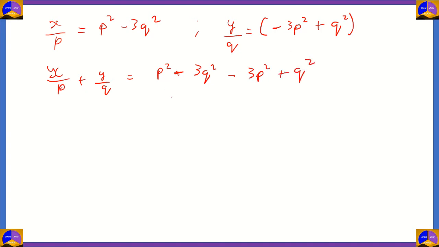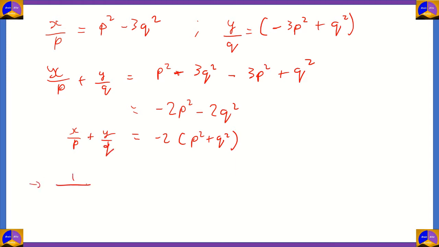So, p squared minus 3p squared gives you minus 2p squared, and then q squared minus 3q squared gives you minus 2q squared. So basically, it's minus 2 times p squared plus q squared. That is the value of x by p plus y by q. Let's take p squared plus q squared to the other side. So therefore, what we'll get is 1 by p squared plus q squared times x by p plus y by q. So this is what we have to answer in this question.